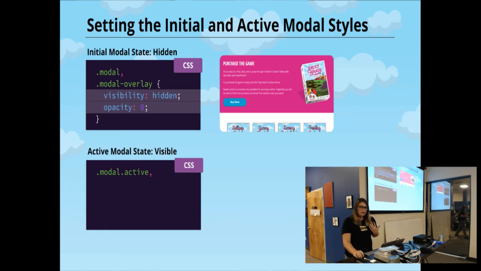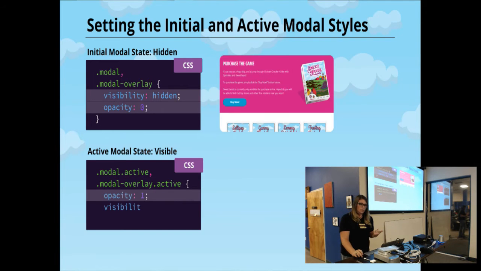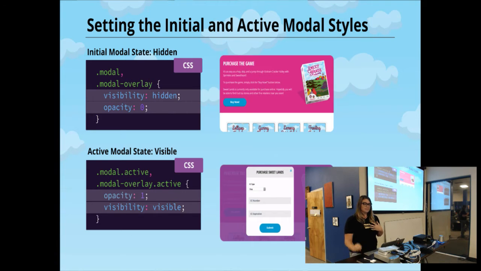However, when the button is clicked and a class of active is given to the modal and the modal overlay, we want to change the opacity to 1. It's a toggle, 0 or 1. Obviously, you could do in between, but I want my modal and modal overlay to be fully viewable. And then just give visibility visible. So on click of that button, it will pop in instantly.